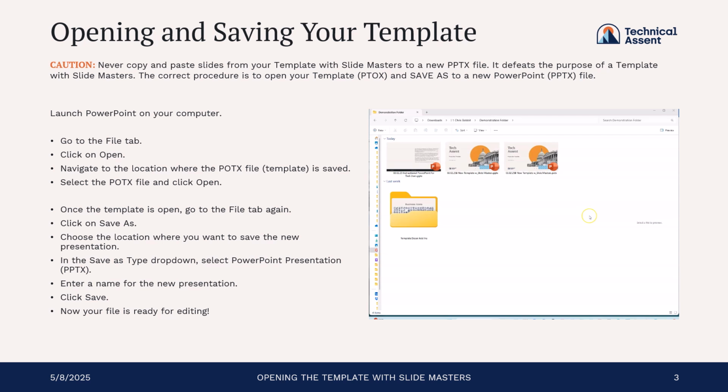This screencast is to demonstrate how to open your template file with the POTX file extension, then save it as a presentation with a new file name with the PPTX file extension. The PPTX file is your new presentation for editing. Never save as to the original template or POTX file.